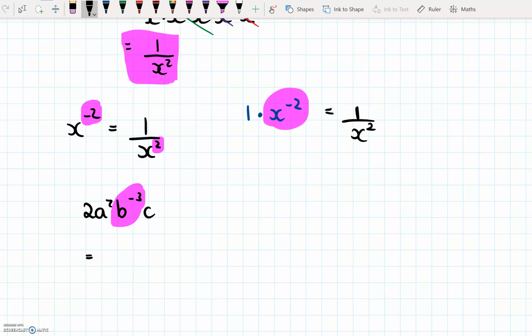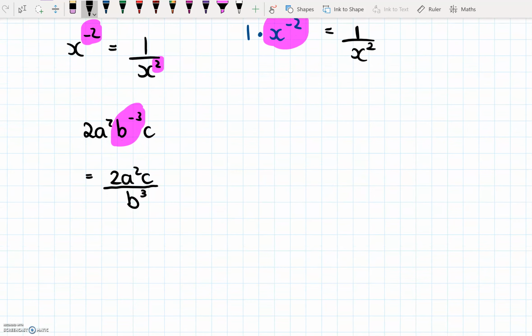So, and anything else gets left behind. So what's left behind is what I didn't highlight. So the 2a squared c, that's going to stay where it is, and we're going to divide that by b, and we make the power now positive, so it becomes b cubed. And that's it. That's our answer. All right, so basically, if you see a negative exponent in the top, move it to the bottom, change it to a positive exponent. That's all we do.